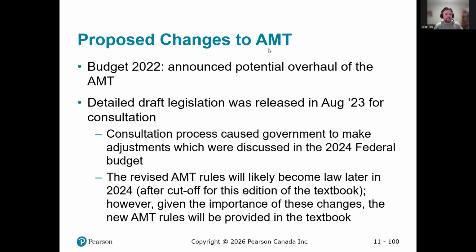AMT originally was put in in 1986, I think. So AMT has been around for a while, but they found that the calculation wasn't really hitting as many high income individuals as they wanted, but was hitting a number of middle class individuals more than they wanted. So they realized that with inflation and certain tax rules that have changed over the last 40 years, maybe it's time to take a look at this formula.